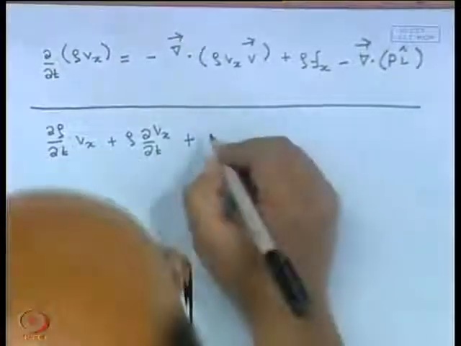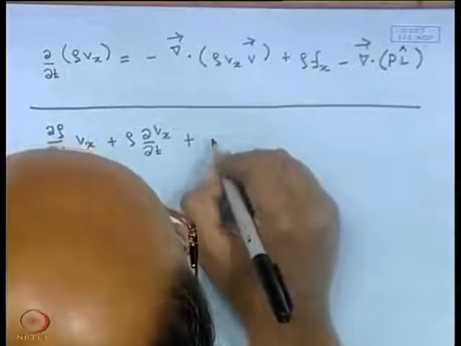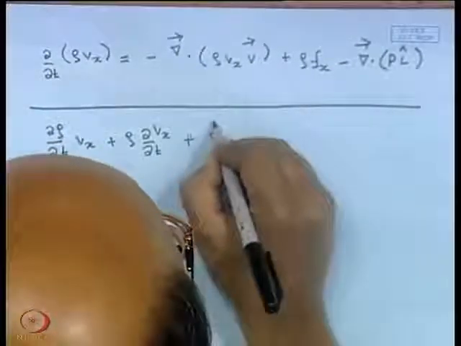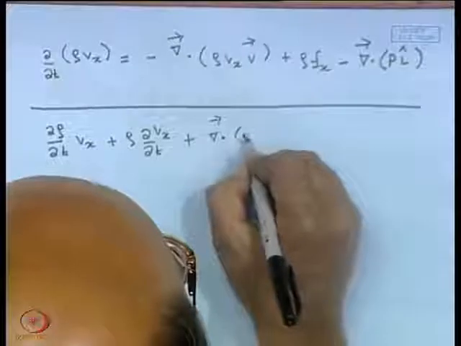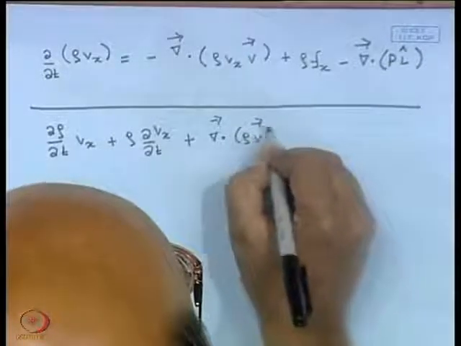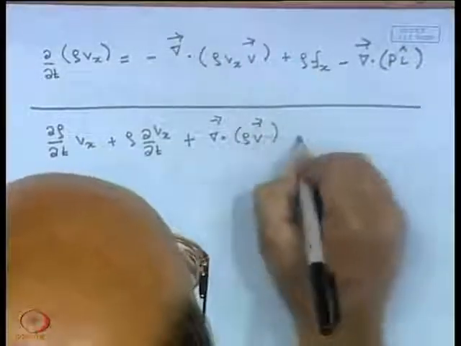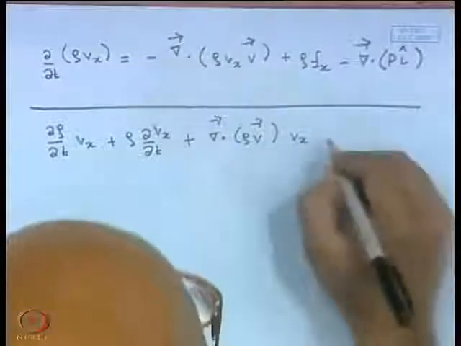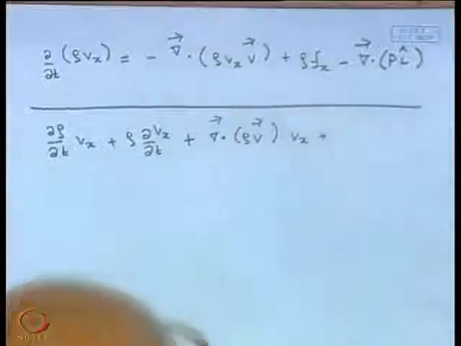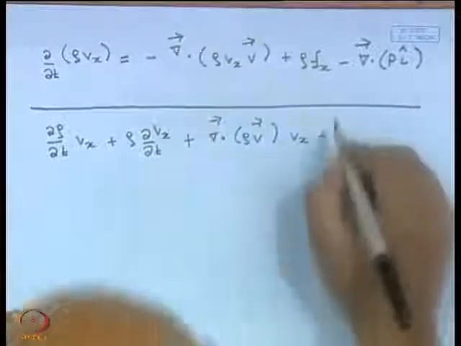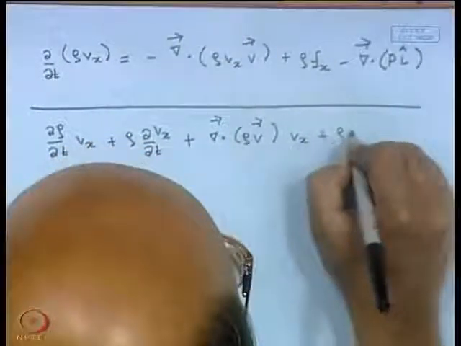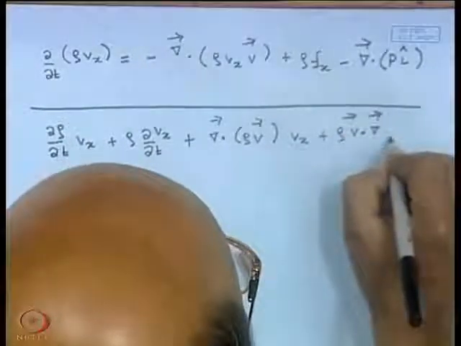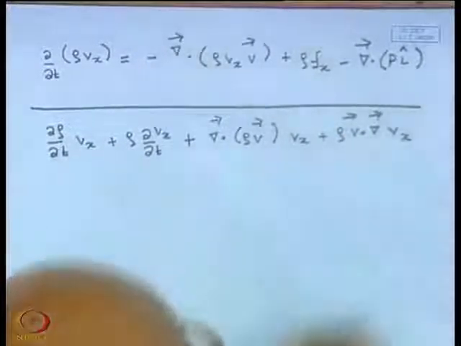One term is going to be the divergence of rho into V, into this whole thing into Vx, and there will be another term which is plus rho into V dot the gradient of Vx, right.